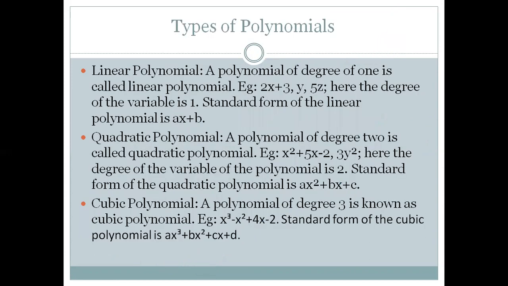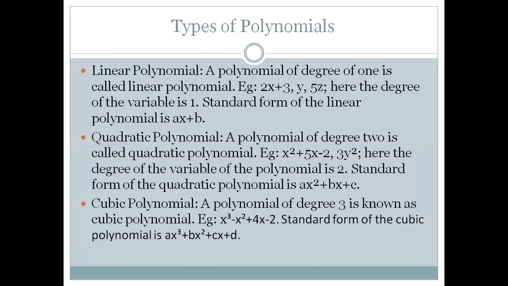The first one here is the linear polynomial. A polynomial of degree 1 is called linear polynomial. Example, 2x plus 3, y, and 5z. Here, the degree of the variable is 1. In all the polynomials, the degree of the variable is 1. So, we say that it is a linear polynomial. Standard form of the linear polynomial is ax plus b.